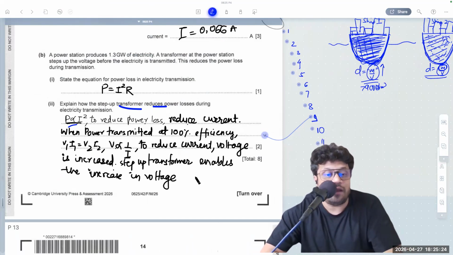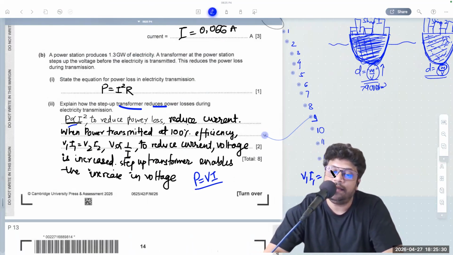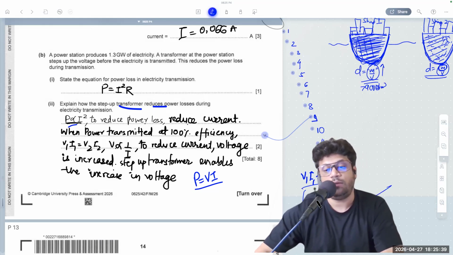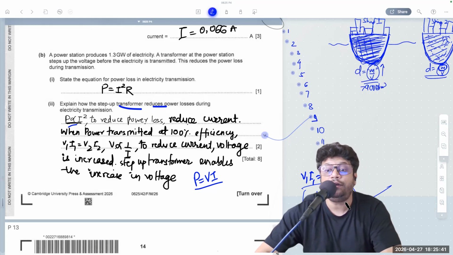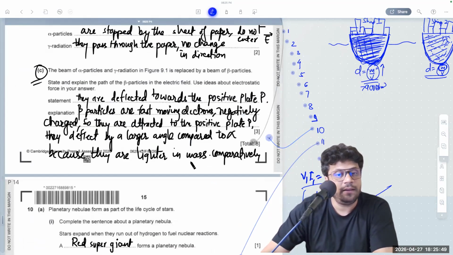For power to be constant, for V into I to be constant, you should know V1 I1 is equal to V2 I2, which means V1 by V2 is I2 by I1. That's also a very important transformer formula. V1 by V2 is I2 by I1. They're inversely related. Increase the voltage, reduce the current. Okay, so that was one important thing.